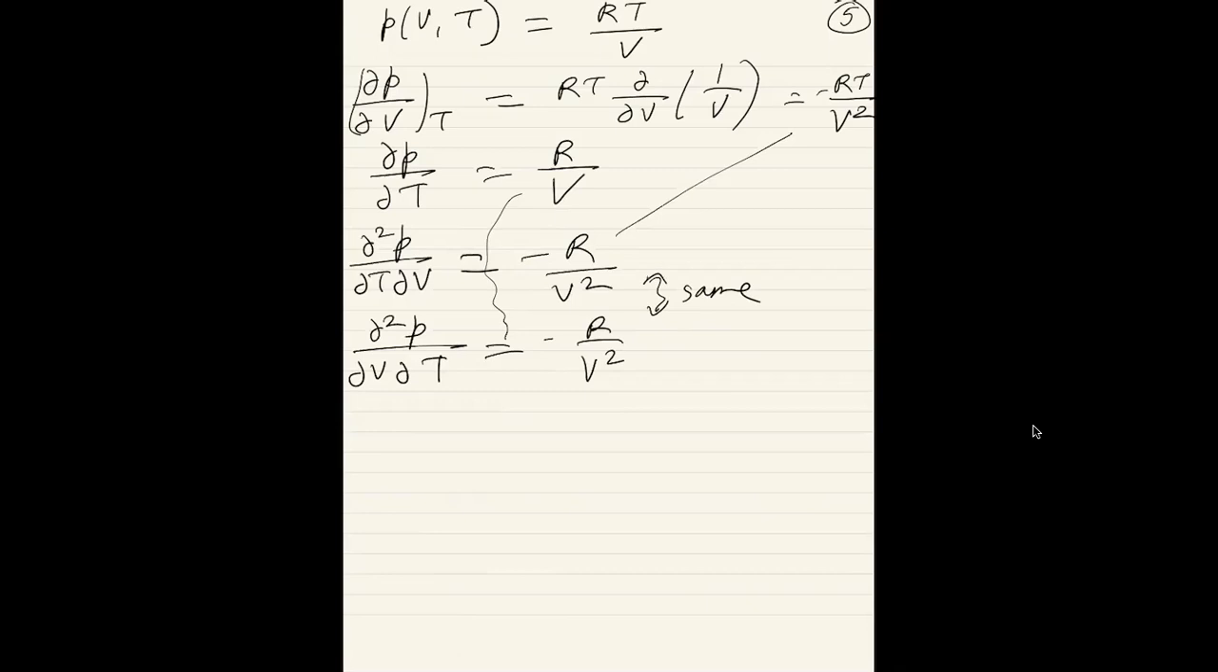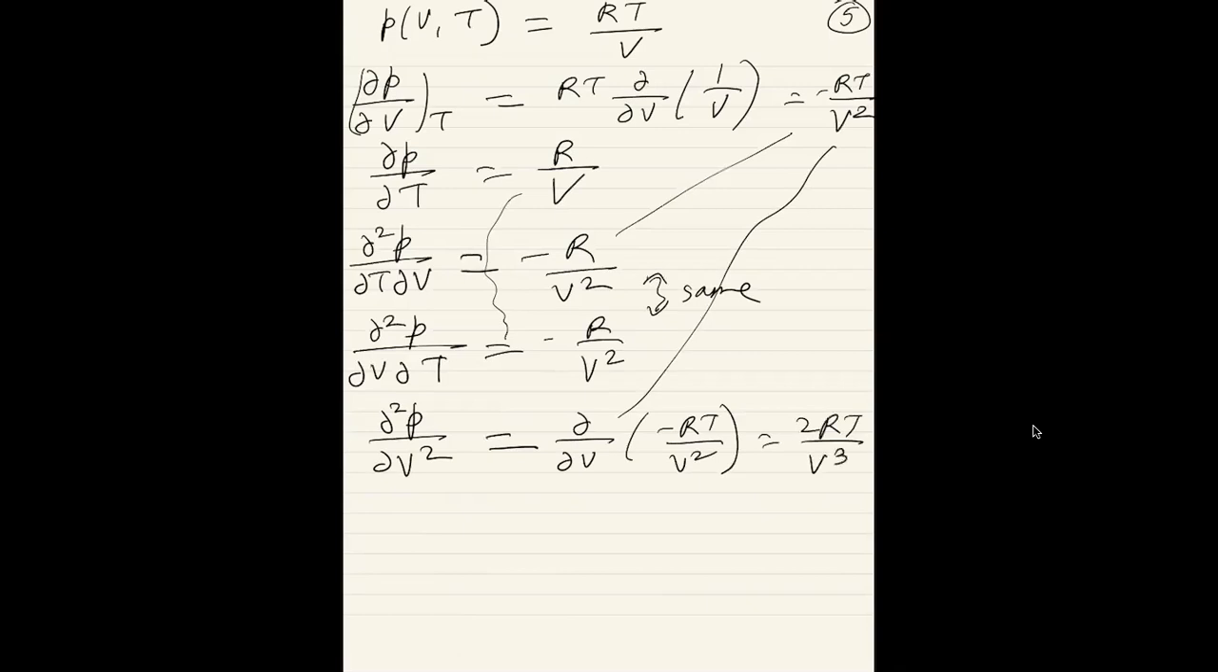You can go and calculate further second order partial derivatives. You can calculate partial squared P by partial V squared. In this case, it will be partial by partial V of minus RT by V squared, which is 2RT by V cubed. And similarly, partial squared P by partial T squared will be coming from this term. There is no temperature over here, so this will be 0.